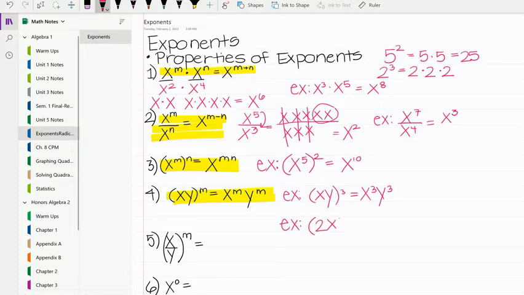If I have 2x squared, squared. So that one's kind of combining a few different properties. So I know that I have to distribute this exponent to both parts. So it's going to be 2 squared, which would be 4. And then it's going to be x squared, squared. Well, I just learned that if you have an exponent and you raise it to an exponent, you multiply them. So then it would be x to the fourth power.